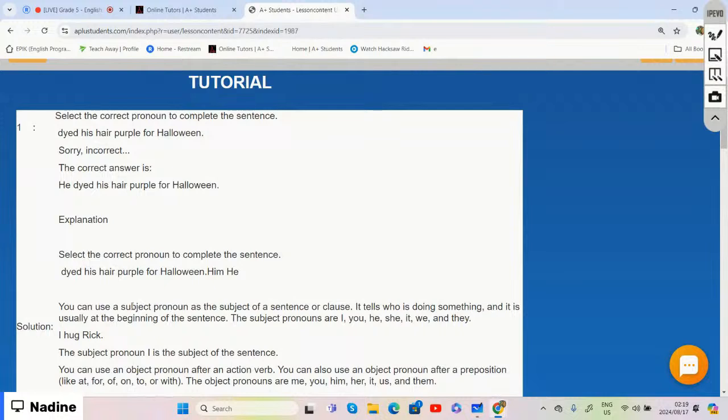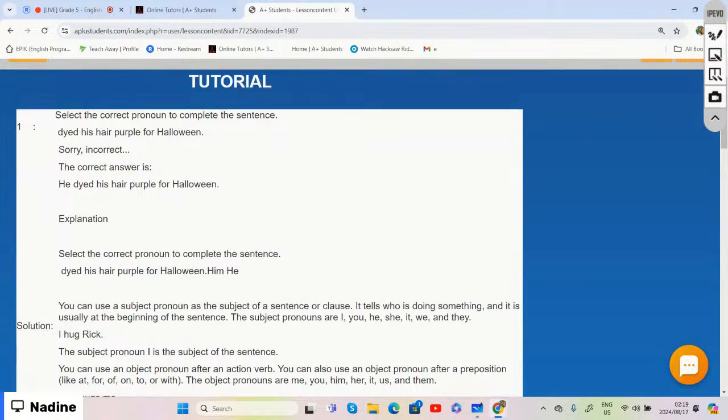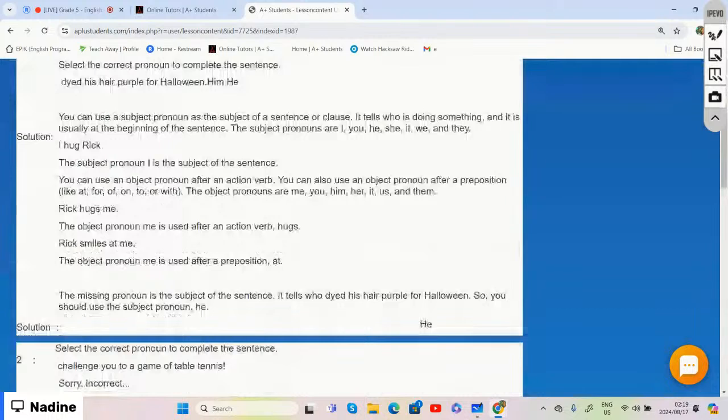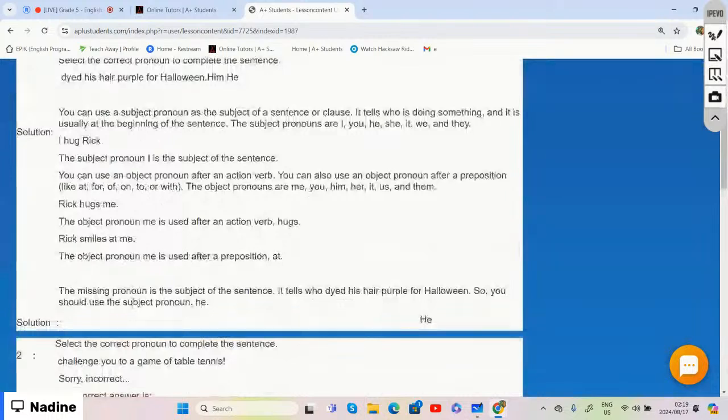The subject pronouns are I, you, he, she, it, and we. And then we have our object pronouns, which come after an action verb. You can also have an object pronoun after a preposition, like at, for, of, on, to, or with. And the object pronouns are me, you, him, it, us, and them.